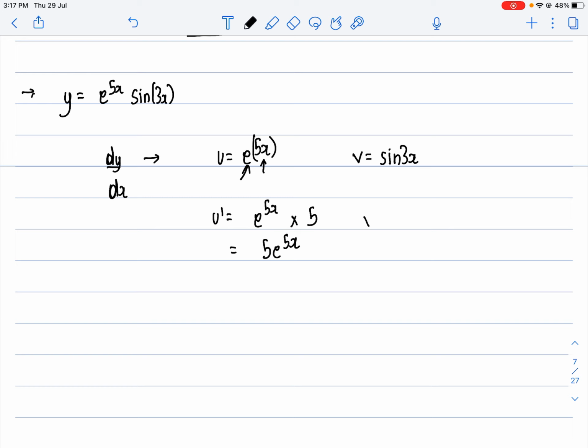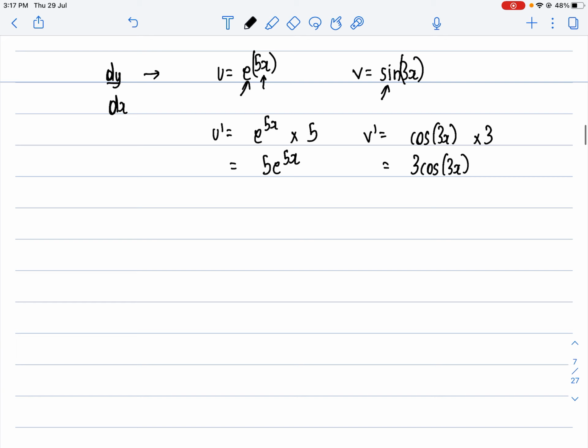Now I have v dash. Here also I'll use the chain rule. First the differentiation of sine, which is cos. So I'll write cos 3x multiplied by the differentiation of 3x, which is 3. So I can write this as 3 cos 3x.